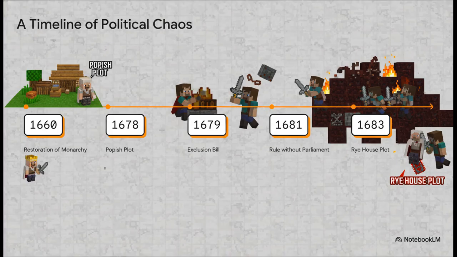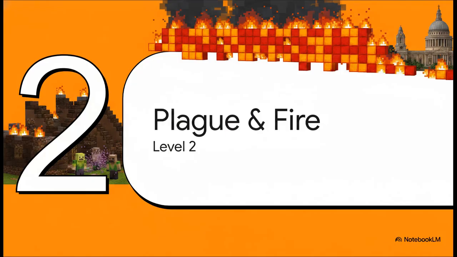Fast forward to 1678 and we get the Popish plot. Now, this was a completely fabricated conspiracy theory cooked up by Titus Oates, who claimed Catholics were going to assassinate Charles. Wild, right? But this panic led directly to the 1679 Exclusion Bill, where Parliament actually tried to block Charles's Catholic brother, James, from the throne. Well, Charles was so furious about this that by 1681, he completely banned Parliament, just shut them down and started ruling without them entirely. And to cap it all off, in 1683, Protestant extremists actually did try to assassinate Charles and James in the Rye House plot. Pure chaos.